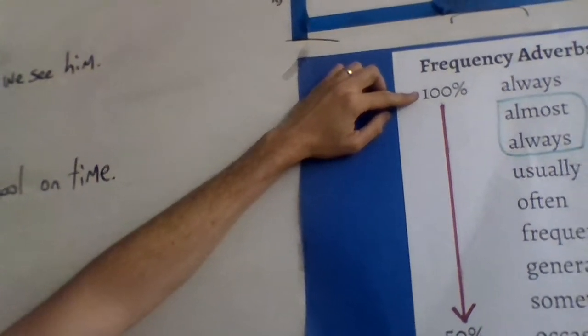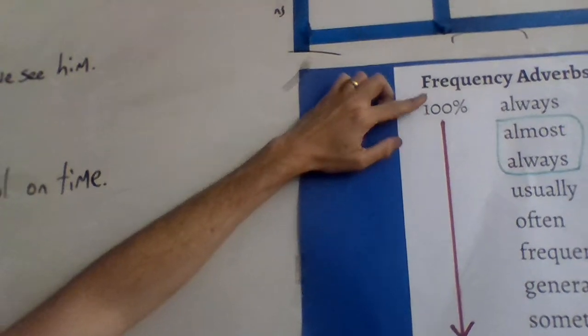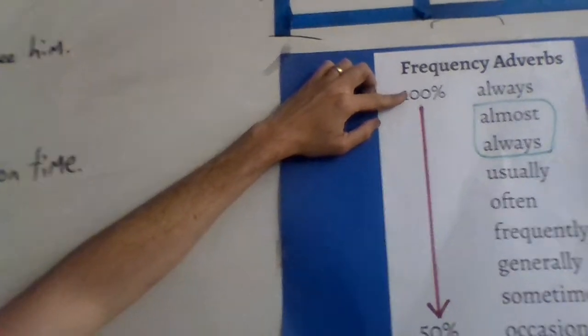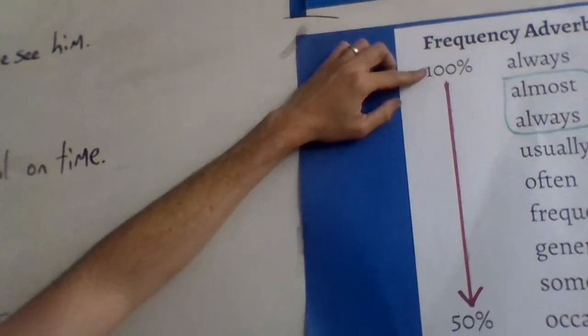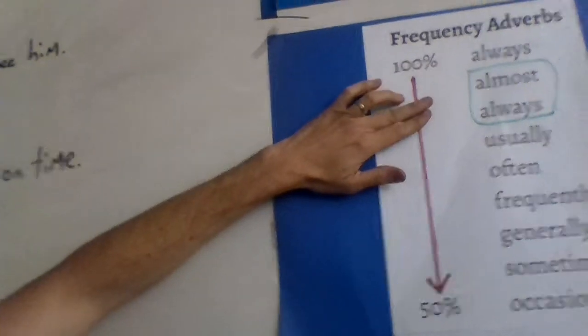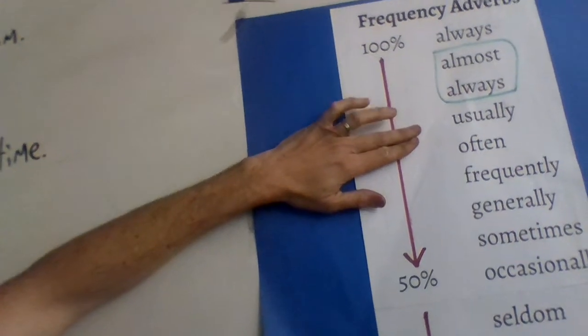Think about the sun. The sun rises every morning. The sun always rises 100% of the days of our lives. The sun rises always. Almost always is a little bit less than 100%. Usually, it's a little bit less.